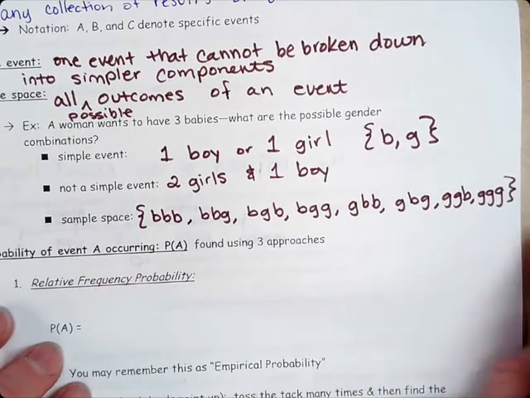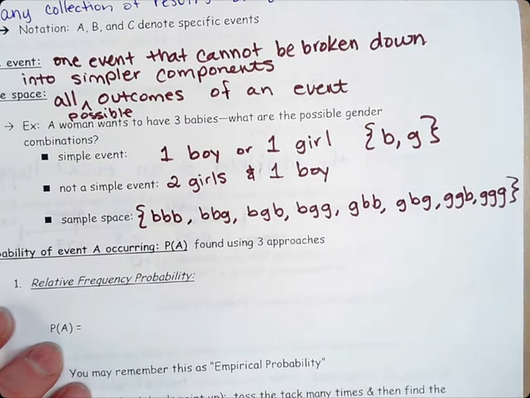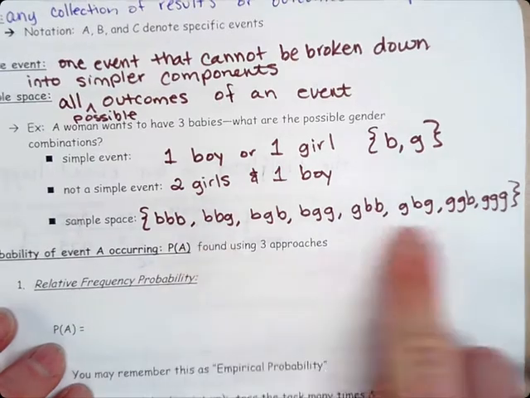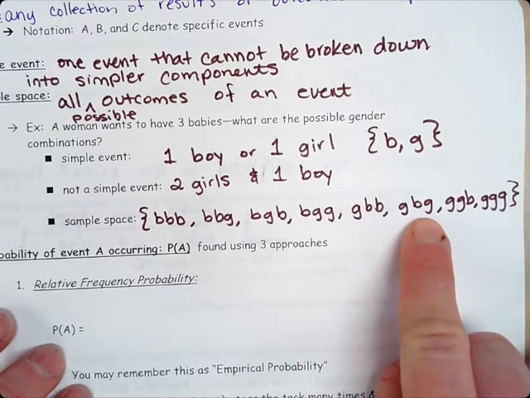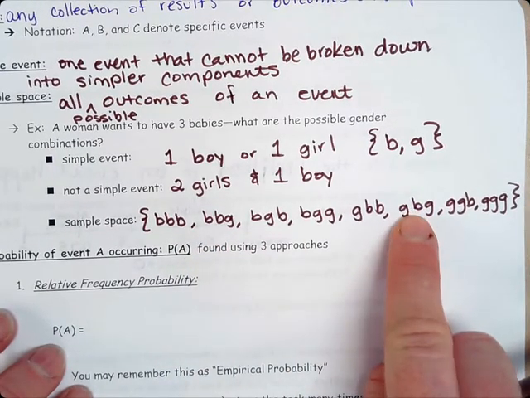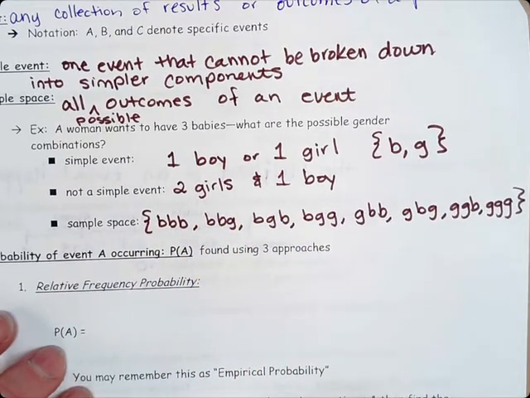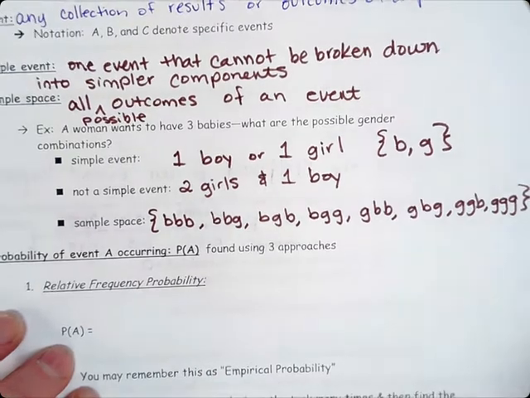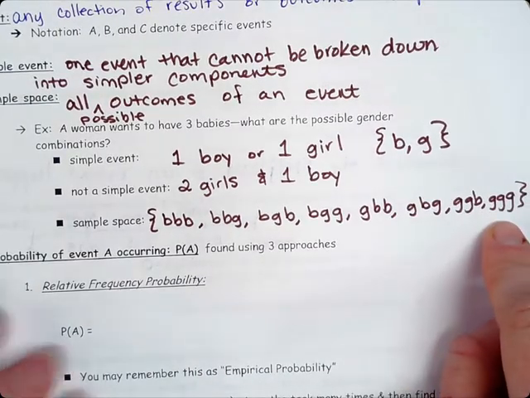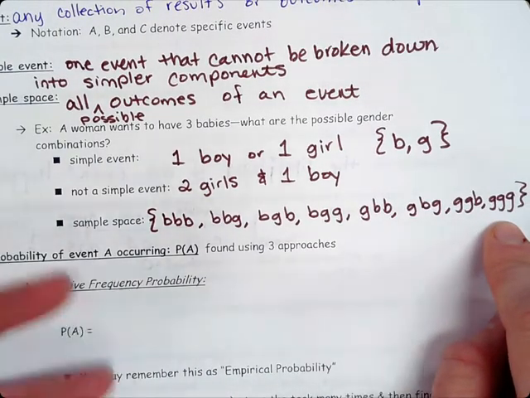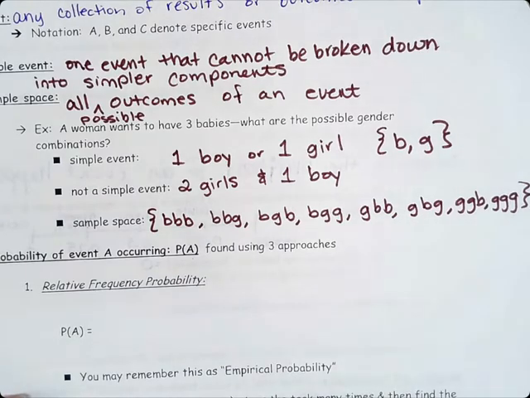So this is your sample space. What was the probability of my parents having a girl, boy, girl? It was 1 out of how many? 1 out of 8. So the probability of having all girls is also 1 out of 8, which is what y'all have.